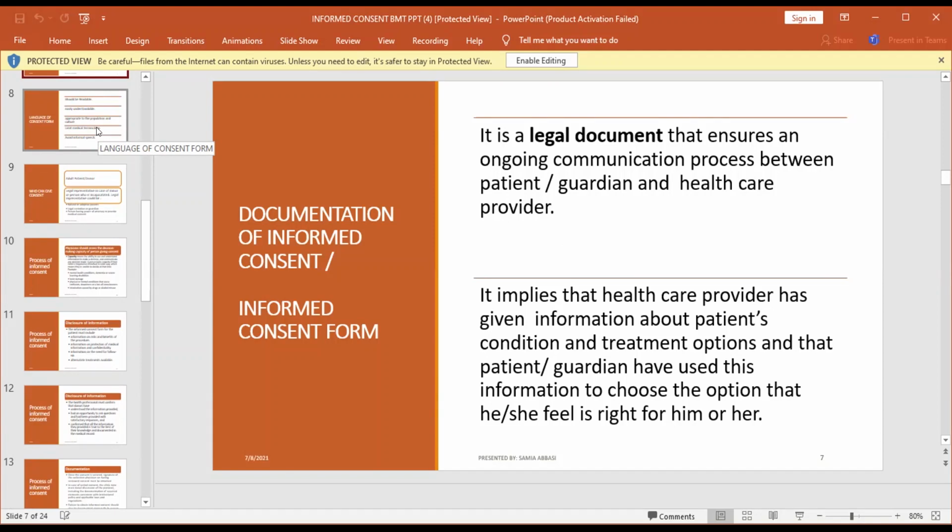So move on to the next point, that is documentation of informed consent. The informed consent form basically is a legal document that ensures an ongoing communication process between the patient or their legal guardian and the healthcare provider. It also implies that the healthcare provider has given information about the patient's condition and treatment options, and that the patient and guardian have used this information to choose the treatment option.